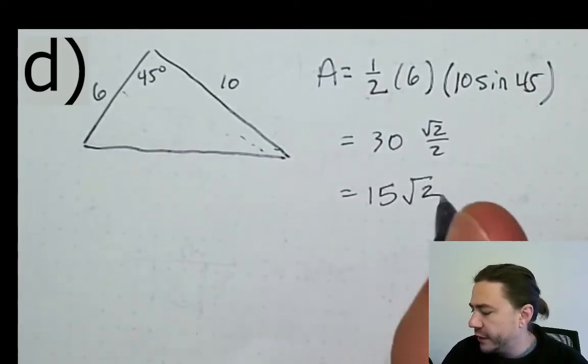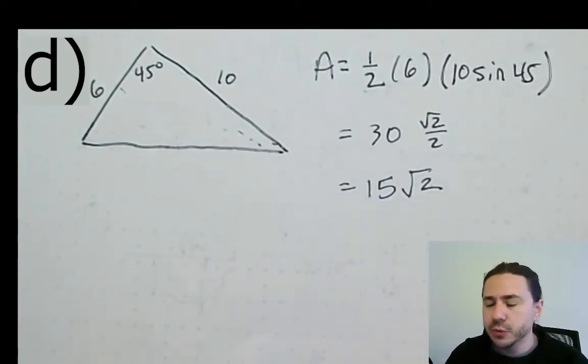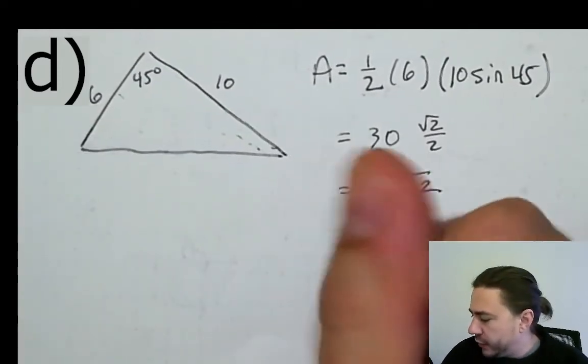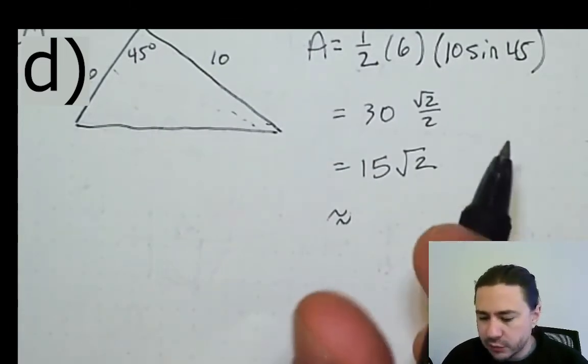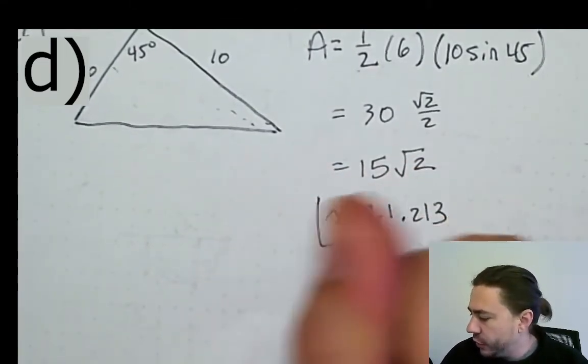If I were to ask for an exact area here, it'd be 15 times root 2. If you were to put it in the calculator, you would get approximately, let's see here, 21.213 square units.